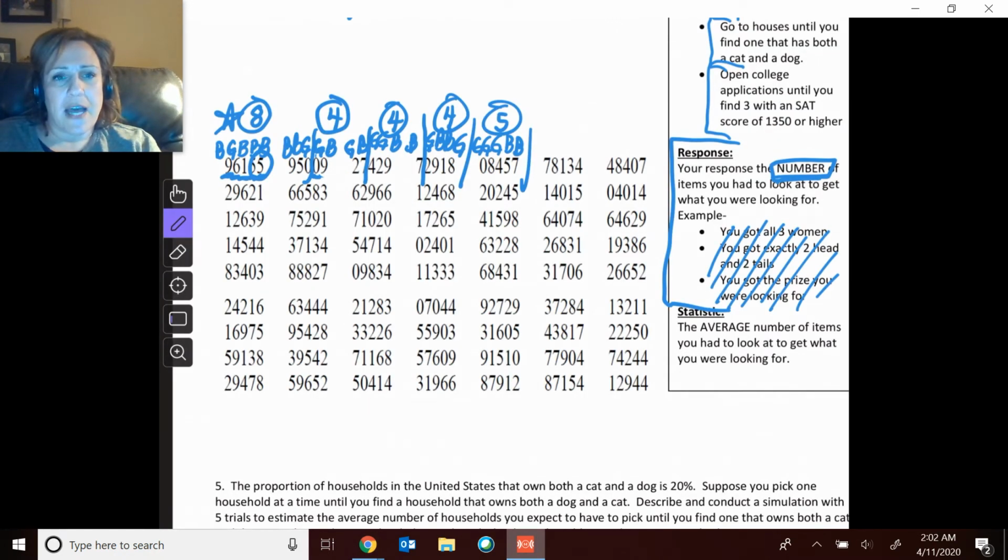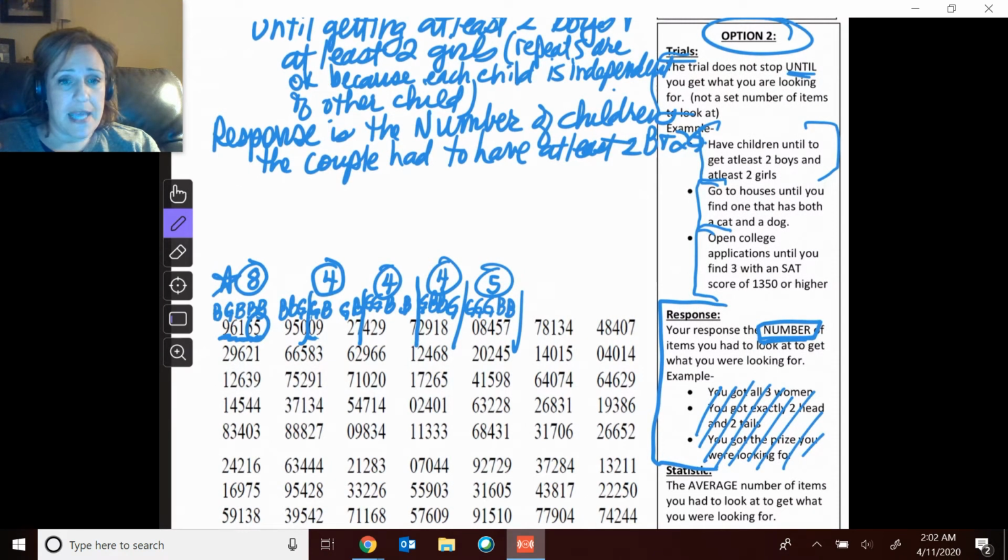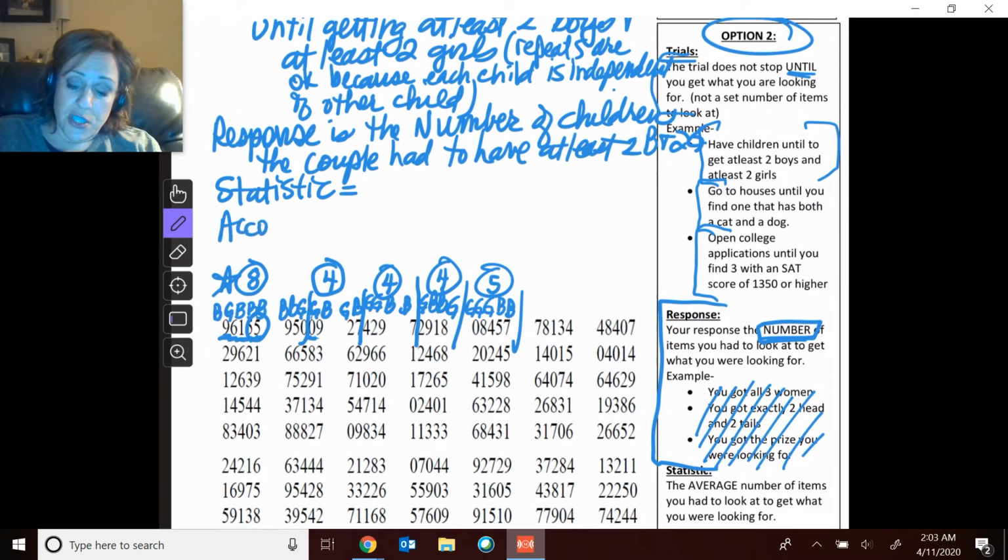All right, so I've got my 5 trials complete, and I put the numbers on top of how many children the couple had to have at least 2 boys and 2 girls. Okay, so it looks to me like next is the statistic. Your response is critical. What will you look for? Get your statistic, because I want to know. According to your simulation, about what does this show?